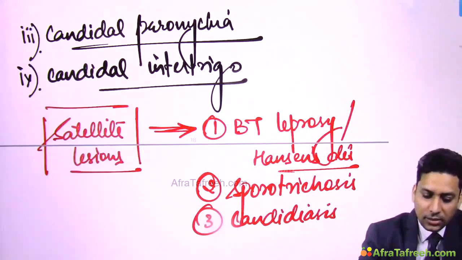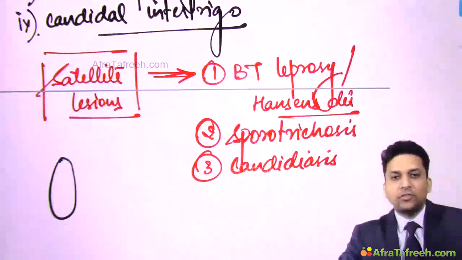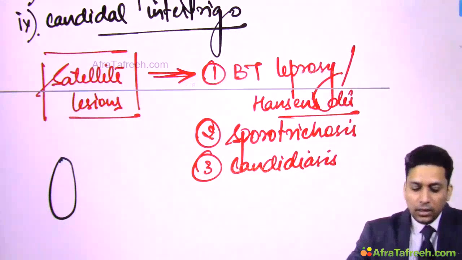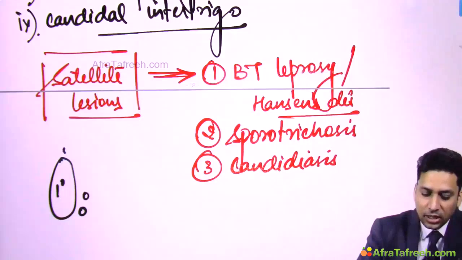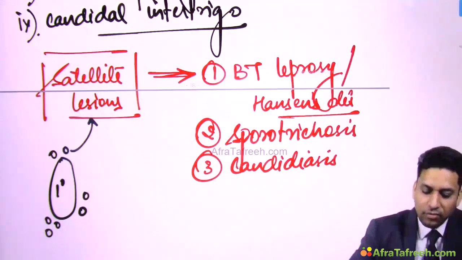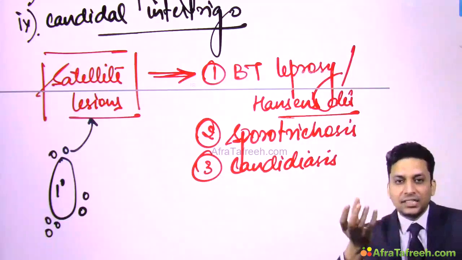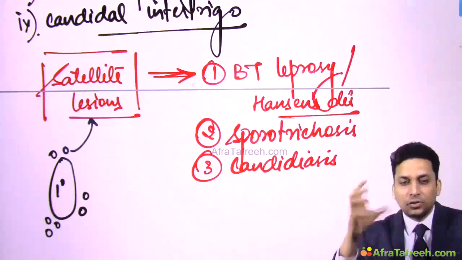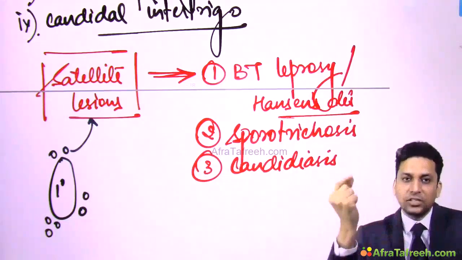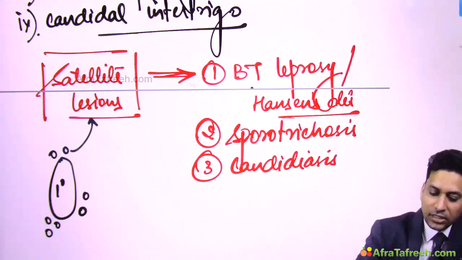So let us consider that this is a lesion of candidal intertrigo. Okay. Now if this is the primary lesion, many a times what happens, these smaller secondary lesions start developing around the primary lesion. So these secondary lesions which start developing around primary lesion are known as satellite lesions. Satellite, very much like satellite, isn't it? So there is Earth and there are various satellites revolving around it. So a large lesion in the center and various small satellite lesions in the periphery. Okay, and these are the conditions where these satellite lesions are seen.